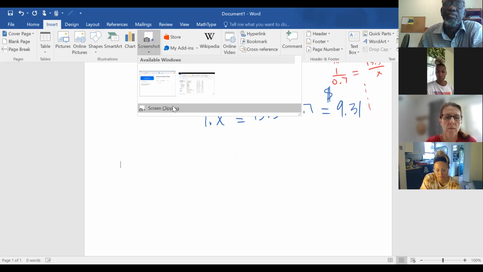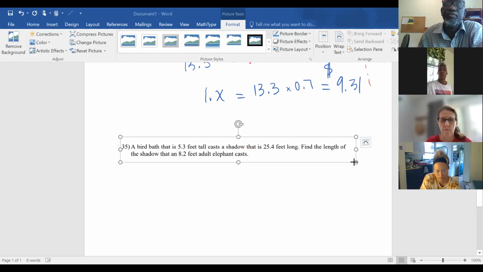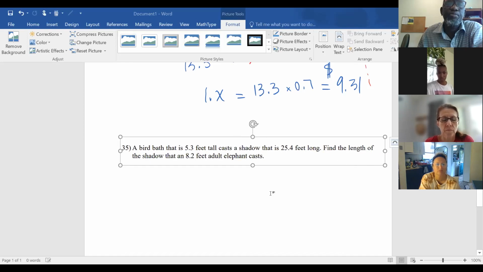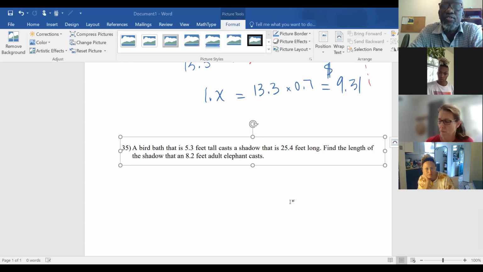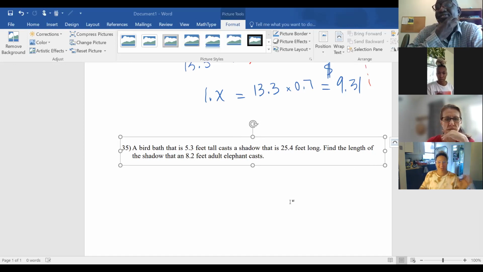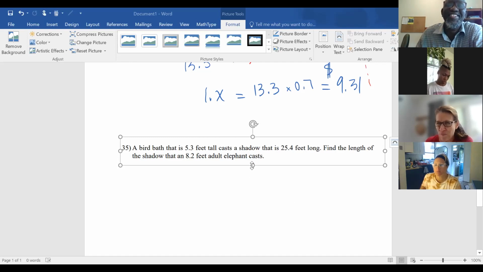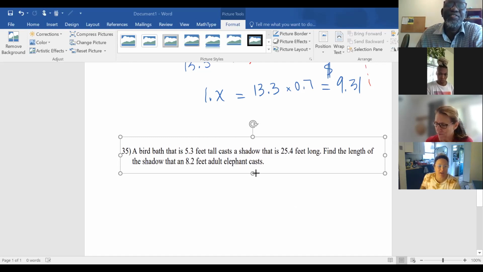All right, so try to do this one. A bird bath that is 5.3 feet tall casts a shadow that is 25.4 feet long. Find the length of the shadow that an 8.2 feet adult elephant casts. It kind of sounds like a trick question a little bit, talking about birds and then elephants.